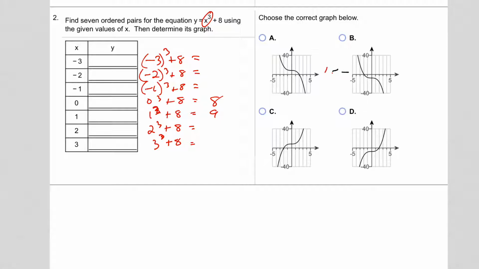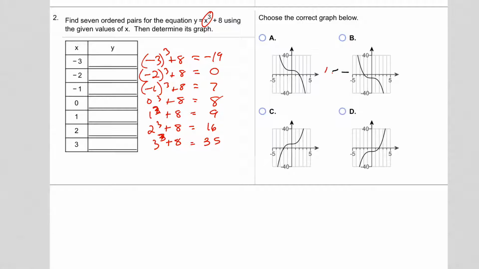2 to the third will be 8. 8 plus 8 is 16. And 3 to the third is 27. 27 plus 8 would be 35. Okay, and then up here, -1, so this one's going to be a -1 plus 8, which just gives us 7. And this is a -8 plus 8, which is 0. And -27 plus 8, which is -19.